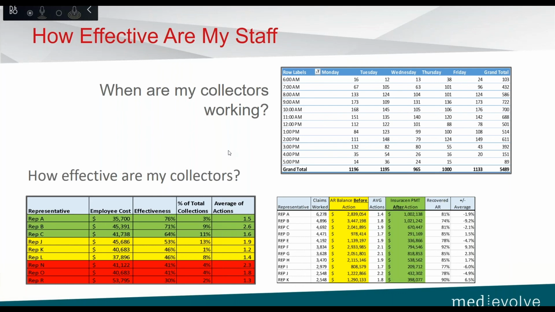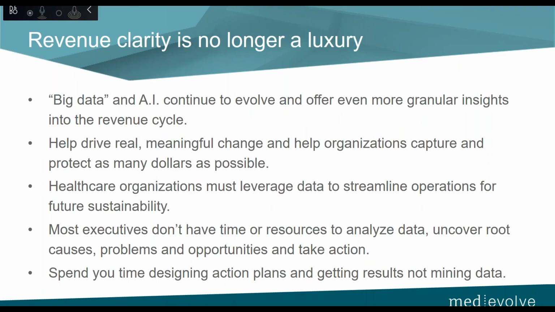Right now, it is so critical to understand how effective your folks are because you don't have extra cash flow to waste, especially now with this whole Corona thing. When you come back out of this, you've got to protect every dollar in good revenue, and you've got to have a very lean cost to collect. We talk about revenue clarity a lot here at MedEvolve. It's not a luxury anymore. It used to be, right?